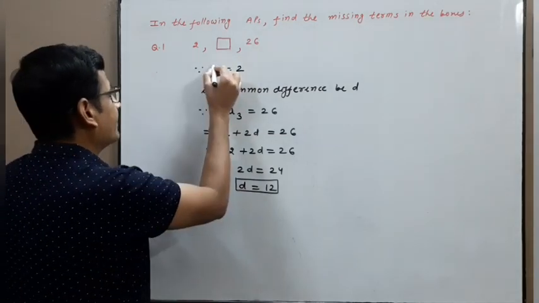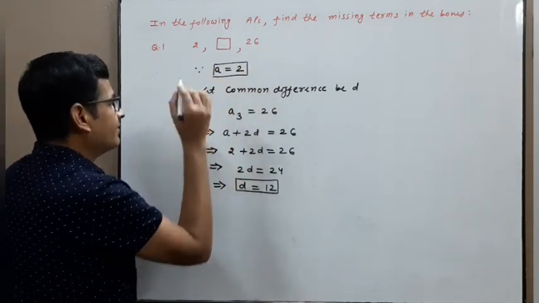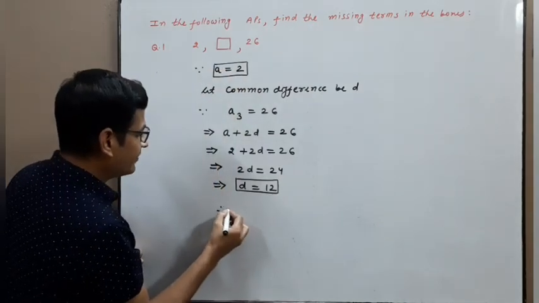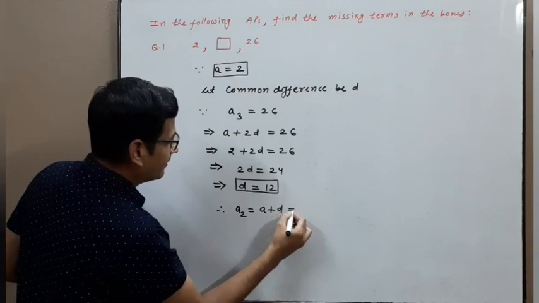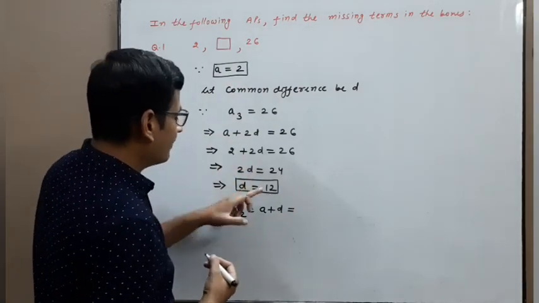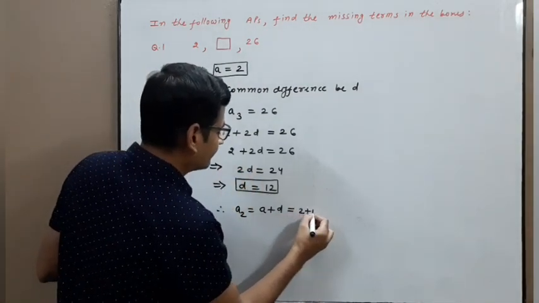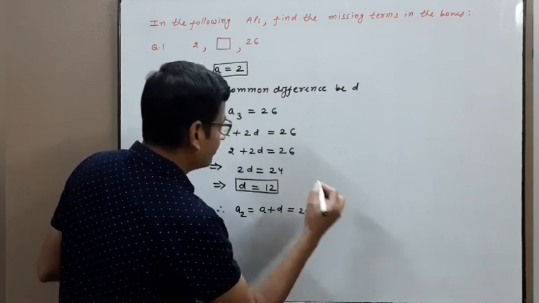So we have the first term and common difference. So we can find the second term. Therefore the second term, this box, is equal to A plus D is equal to 2 plus 12 is equal to 14.